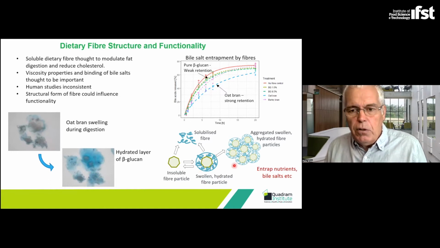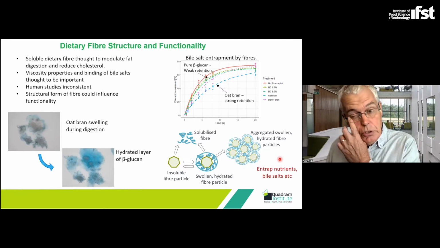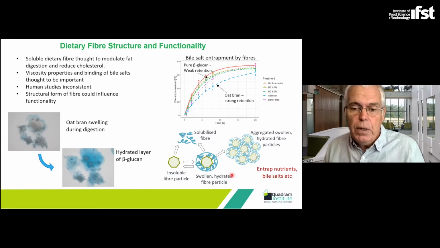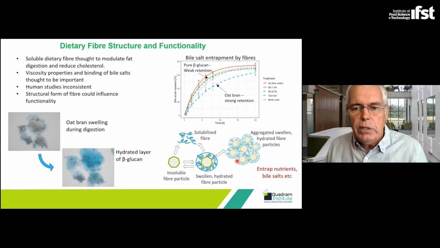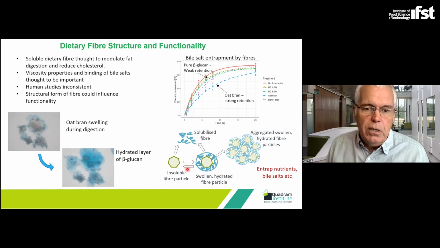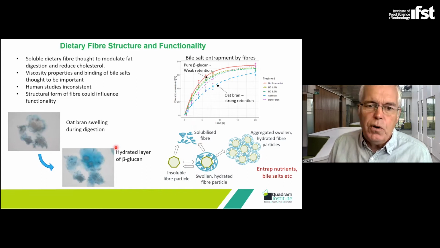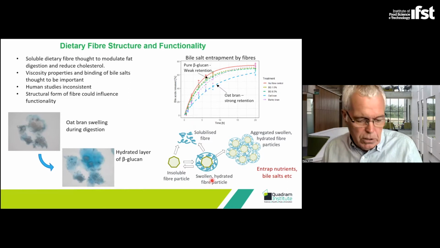And we also found that they can stick together, forming these larger aggregates which could entrap nutrients and reduce the diffusion of enzymes into the matrix. This was much more effective at binding bile and slowing down lipid digestion compared to soluble fiber which has just been released or added to the food. So again, the matrix properties of even dietary fiber can have a big influence on the digestibility and nutrient release.